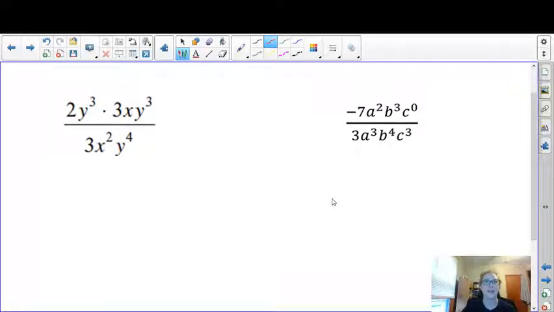So let's go ahead and start with coefficients again. My 3's are going to cross out because I have times 3 and divide by 3. So that leaves me with just the 2 on top.